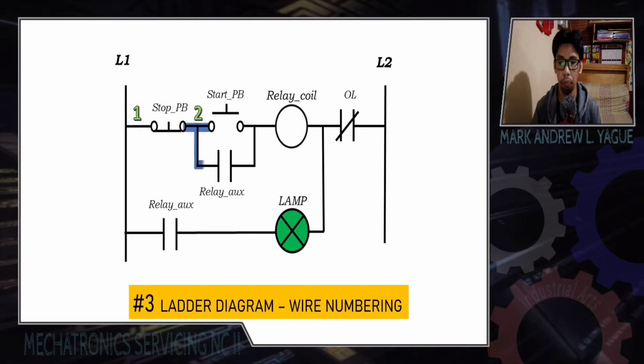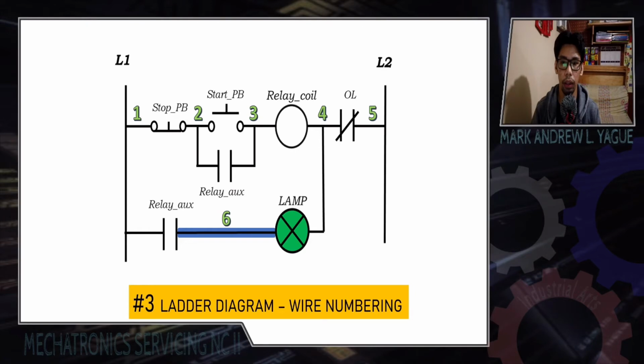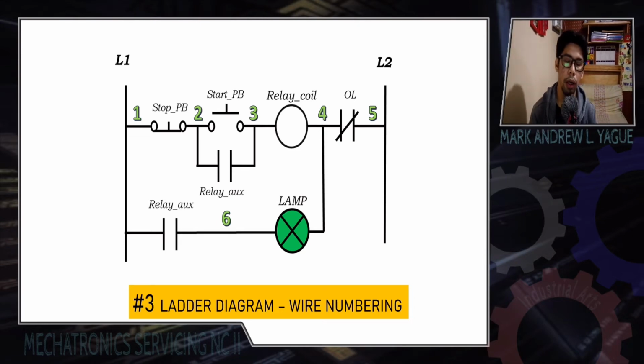Number 2, number 3, number 4, and number 5. Last, we have number 6 connection. So, dun sa ladder diagram natin, we have 6 wire numberings. It identifies ulit, yung sasabihin ko, it identifies the number of connections within the ladder diagram.